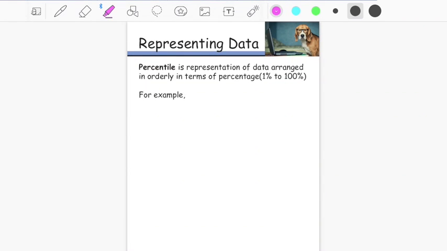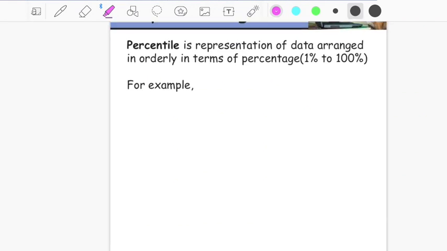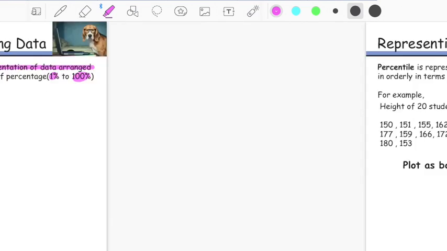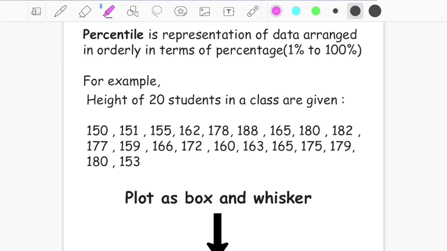All right, let's talk about the term percentiles. The meaning of percentile is that if you arrange the data from lowest to greatest, you can put a percentage onto each data point. Let's see an example here. I have the height of 20 students in the class.